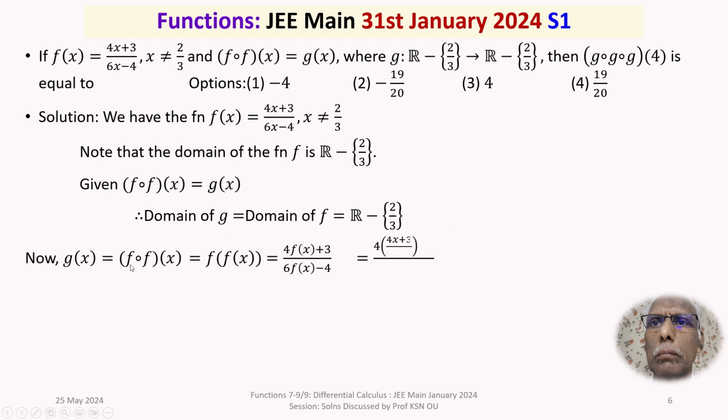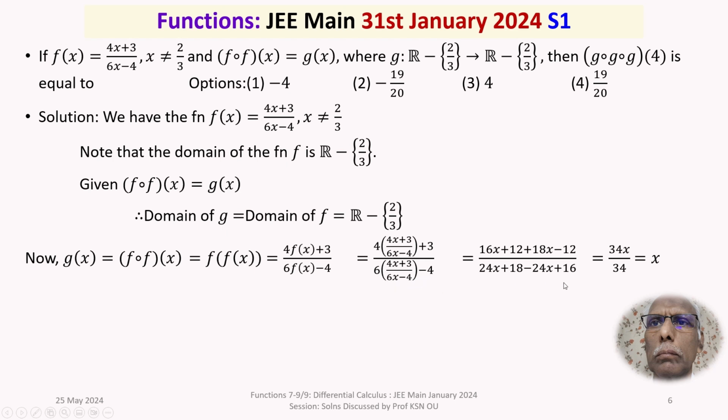G of x is f compose f of x. So, f compose f of x is f of f of x. That means get into the function f of x. Wherever there is x, you write f of x. And that will be 4 times f of x plus 3 by 6 times f of x minus 4. What is f of x? You write down. So 4 times f of x is (4x plus 3) by (6x minus 4), plus 3, by 6 into f of x, which is (4x plus 3) by (6x minus 4), minus 4.